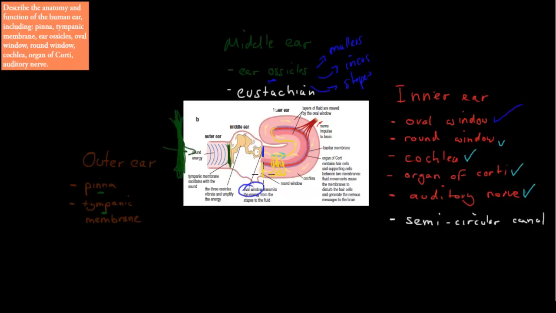So the round window is the exit part. All the pressure will push against the round window, and then the pressure is removed. That's the point of the round window. The round window is the pressure removing part, and the oval window is the pressure entry part. That's where pressure enters, and at the round window, pressure leaves.